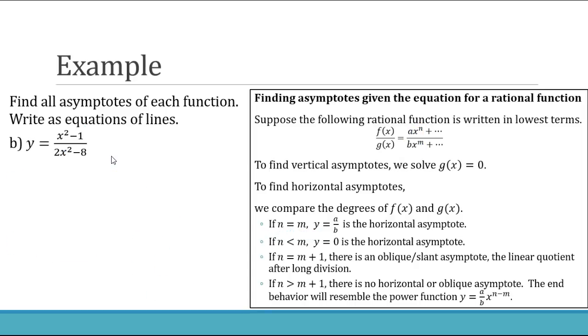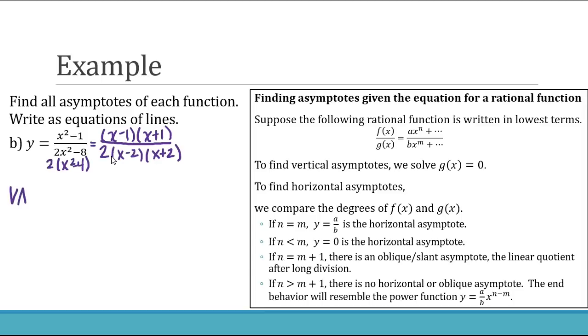Let's try this one again. Find all asymptotes of each function, write as equations of lines. So to find vertical asymptotes, we set g of x, the denominator, equal to 0. Well, we have to factor the denominator, but to make sure we're in lowest terms, we also have to factor the numerator. So we have a difference of squares, x minus 1, x plus 1 from the numerator. In the denominator, if we factor out that 2, we'll get x squared minus 4, which is another difference of squares, so we get x minus 2, x plus 2. So there are no factors that cancel, so this is in lowest terms.